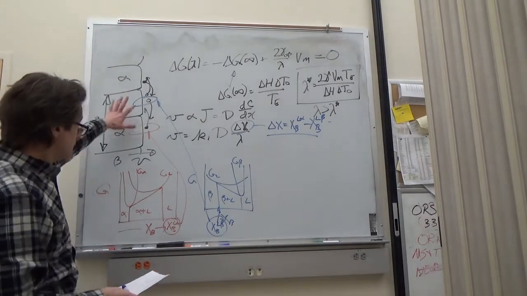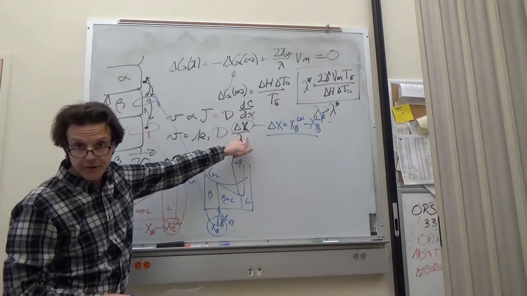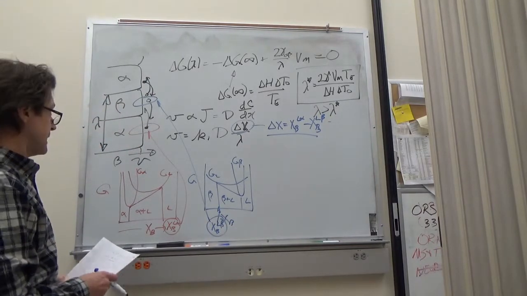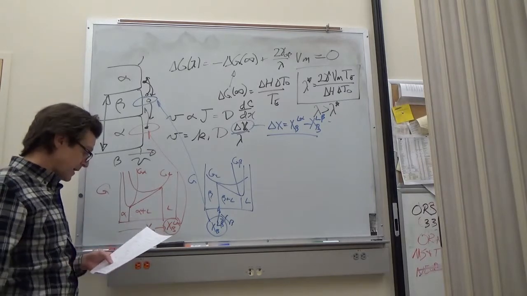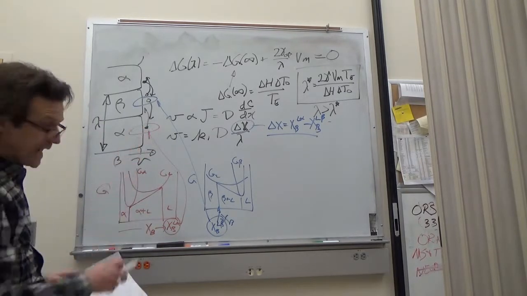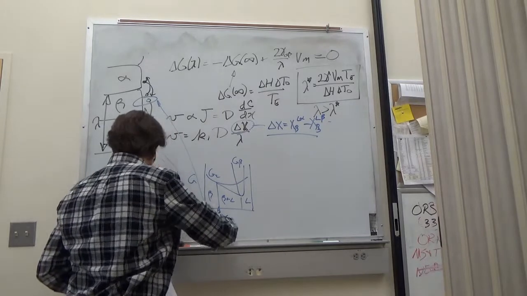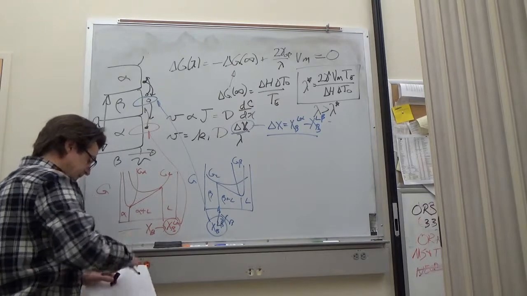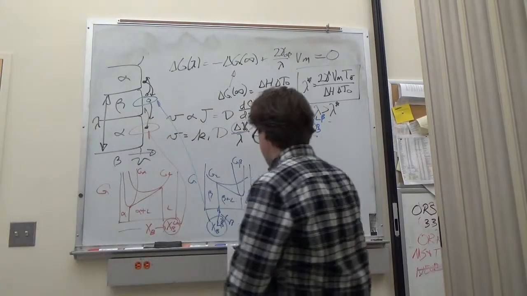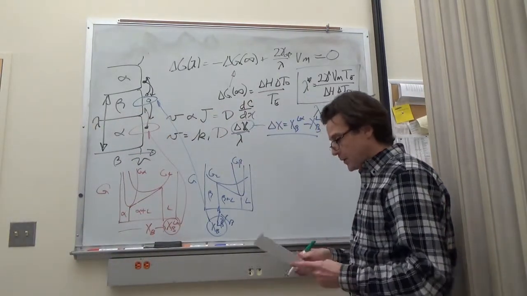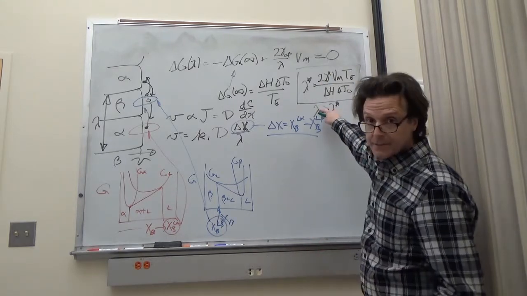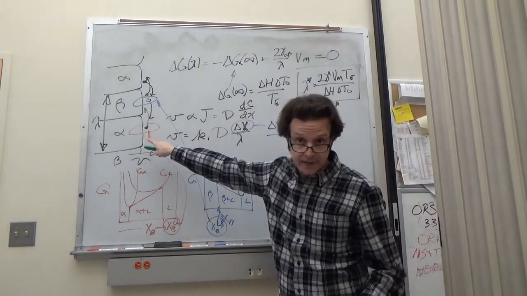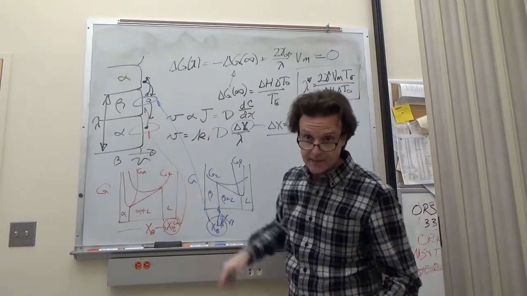So that's where our concentration gradient comes from. Now, thinking about what's happening here, we have a few things that we know. For example, we know that when lambda is equal to lambda star, this has to stop moving. It has to stop growing. So the velocity has to equal 0.